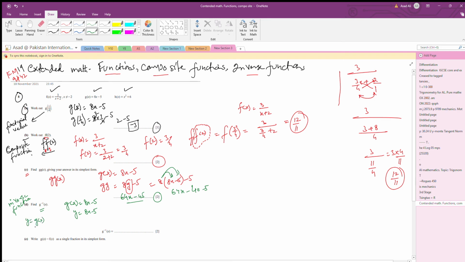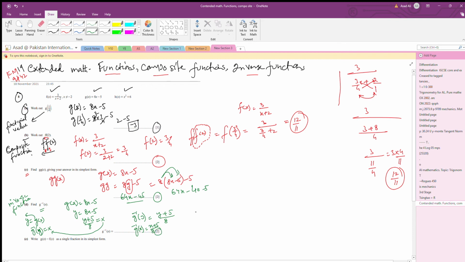to g of x. Here make x a subject, so g goes there. So g inverse y is equal to x. Now here make x a subject, so y plus 5 over 8 is equal to x. Now see, this x is equal to this x, so it means g inverse y is equal to y plus 5 over 8. Now replace y with x, switch the variables here, so it becomes g inverse x is equal to x plus 5 over 8. So we get 2 marks here.